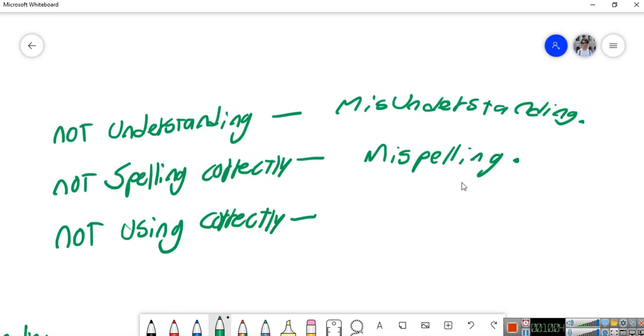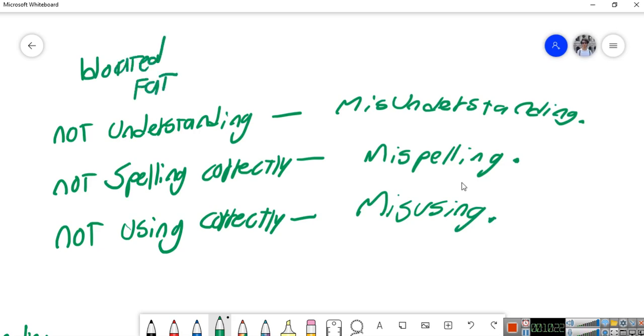Misusing correctly. Very good. So we call this bloated or fat because it's unnecessary. We're making something bigger than it needs to be. This looks better. This is better.